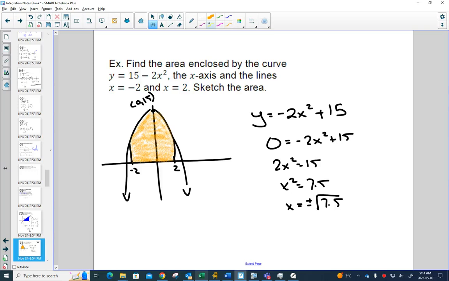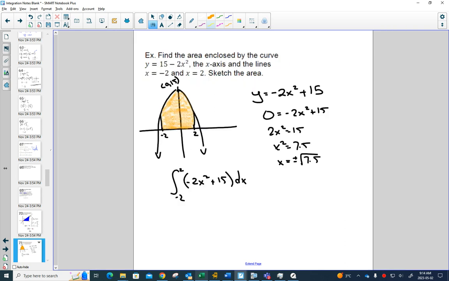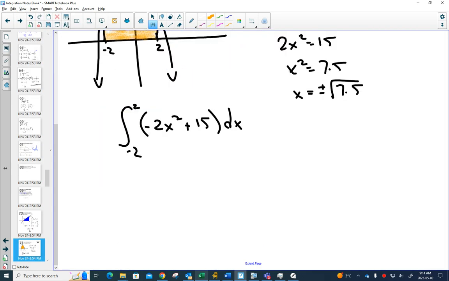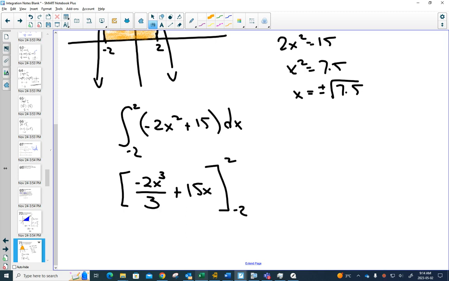So now, we set up our integral from negative 2 to 2 of negative 2x squared plus 15 dx. Put it in square brackets, add 1 to the exponent and divide. Plug in your top number, so we're going to get negative 16 over 3 plus 30. Plug in your bottom number, 16 over 3 minus 30.